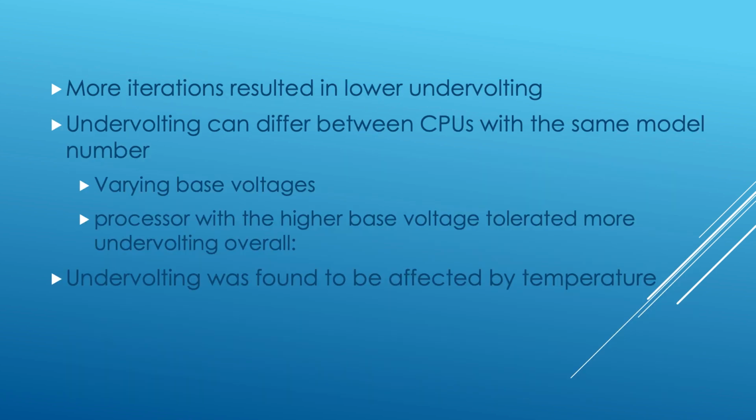Some of the ideas they got from multiplying and doing these analyses: the more iterations they were able to do, the lower the values they were able to undervolt at. And undervolting varied across different types of CPUs. So different CPUs, even if they were the same model, behaved differently.